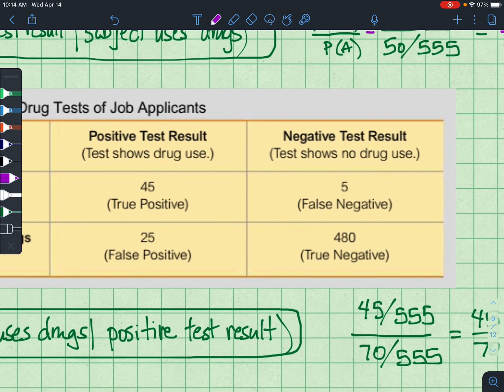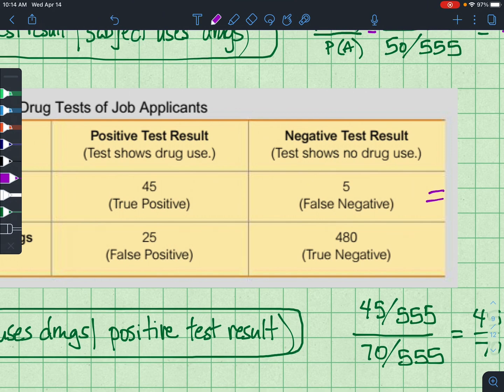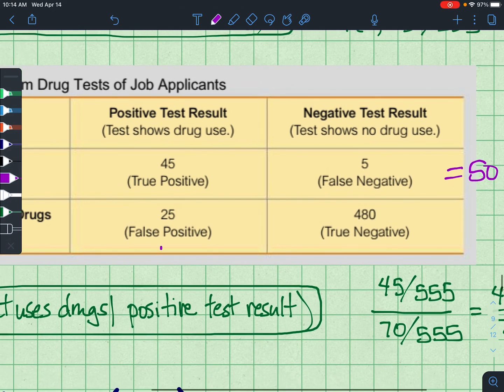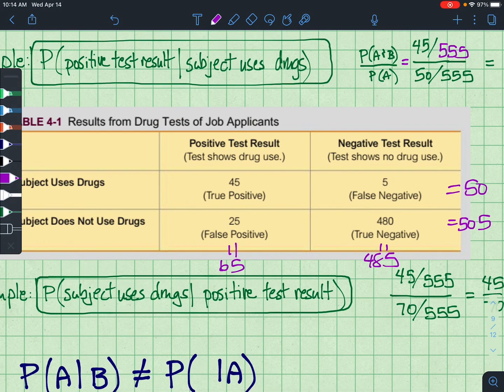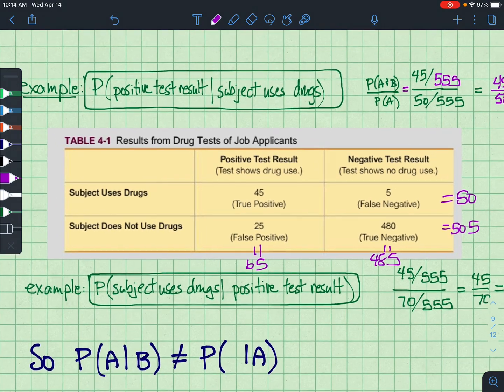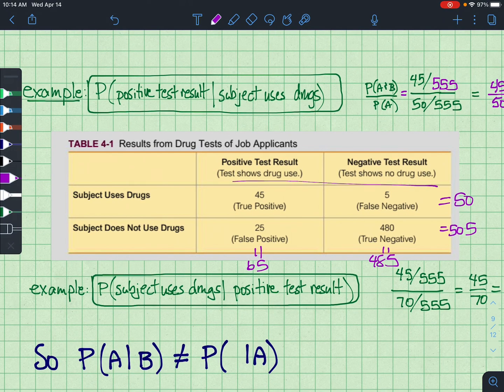Now, I don't necessarily like to think of it that way. I like to get my totals. So this is 50, right? And this is, for example, 65. And this is 485. And this is 505. Okay? And so I'm always looking at a row or a column. In this case here, I'm looking at the row of those people who use drugs. And so I would say 45 out of total 50. All right? To me, you can do it just as well as long as you've got a table.